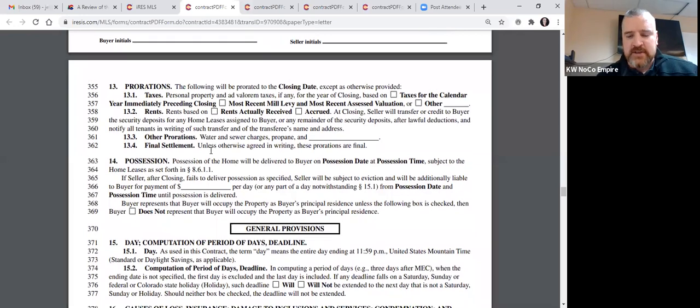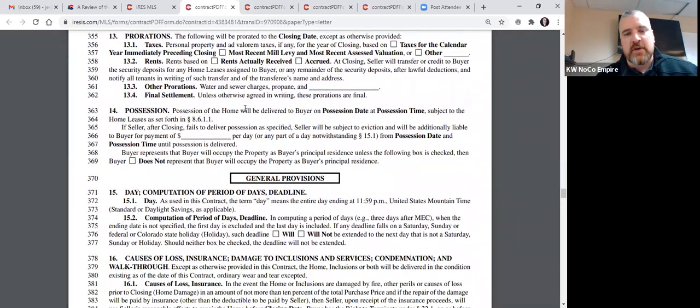Obviously, final settlement is all the same. Possession of the home, not the property, is going to be delivered to the buyer at the possession date and time. That all makes sense. If for whatever reason the seller fails to deliver possession as specified after closing, then the seller will be responsible for what amount per day, right?